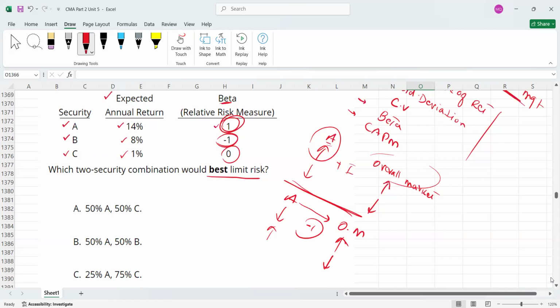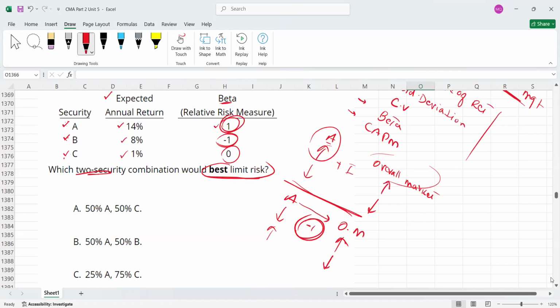Now the question is, which two securities? You have to tell two securities, either A or B, or A or C, or maybe B or C. Which two securities combination would best limit the risk? I told you last time, whenever you are managing a portfolio combination of investments, you should always select the securities with inverse correlation.